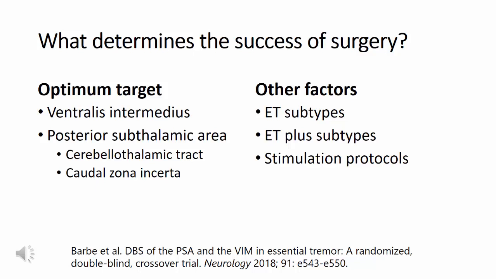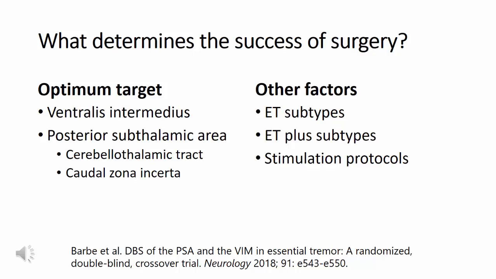When discussing efficacy, other topics of controversy arise. One is the optimum target for stereotactic surgery. Is the optimum target the ventralis intermedius, or is it the posterior subthalamic area? And within the posterior subthalamic area, is the optimum target the cerebellothalamic tract or the caudal zona incerta?